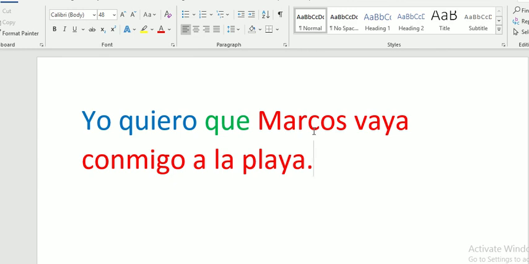So again, this is an implied command, and what does that mean? It really means that Marcos may or may not go with me to the beach, and that's what makes the subjunctive the subjunctive. That little bit of doubt or suggestion, not necessarily that that person is going to do something.